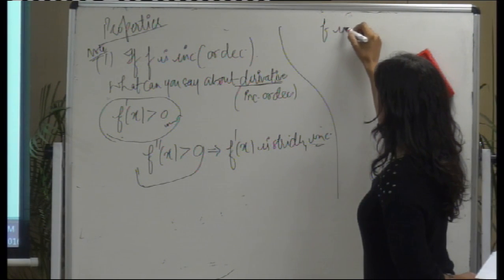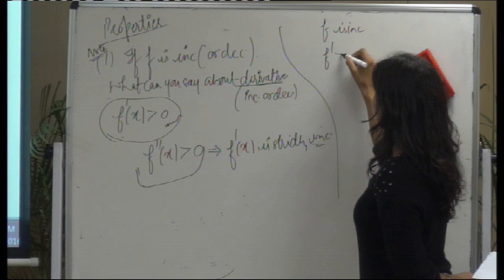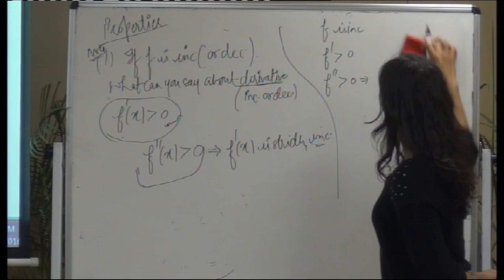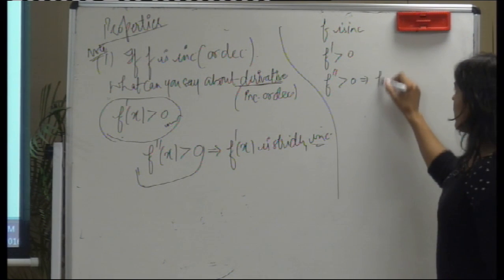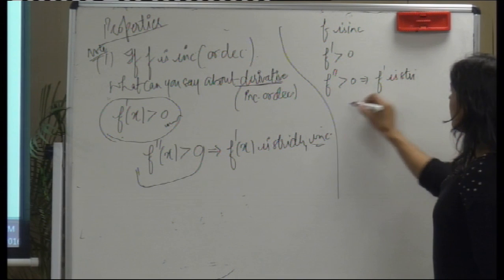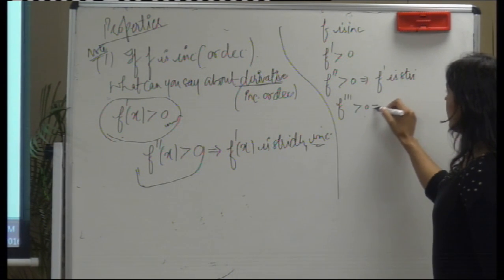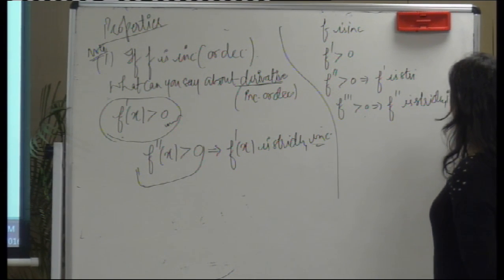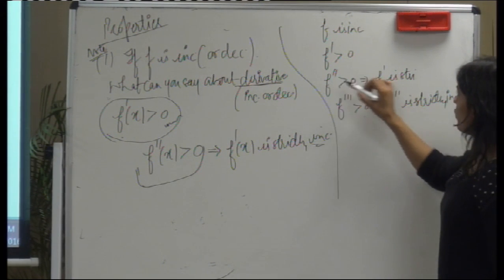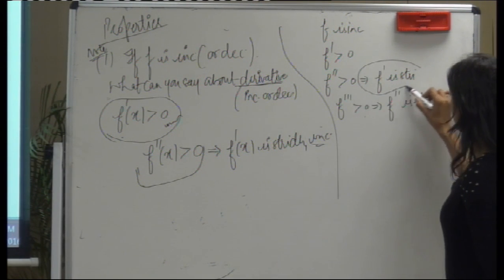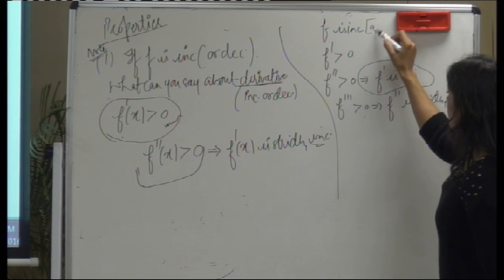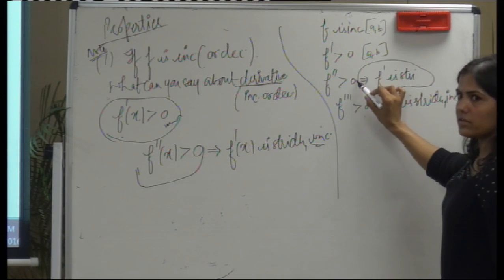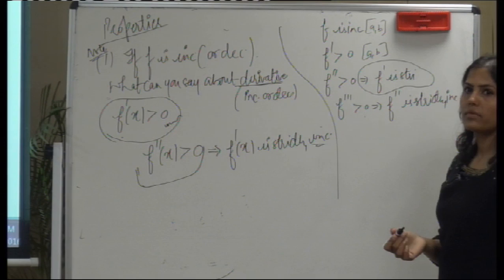If f is increasing, f dash is positive. If f double dash is positive, this implies f dash is strictly increasing. If the triple derivative is positive, then the second derivative will be increasing. It means, suppose this is strictly increasing now, please see here, suppose I am taking any interval. It means what now? F double dash is positive, so what?